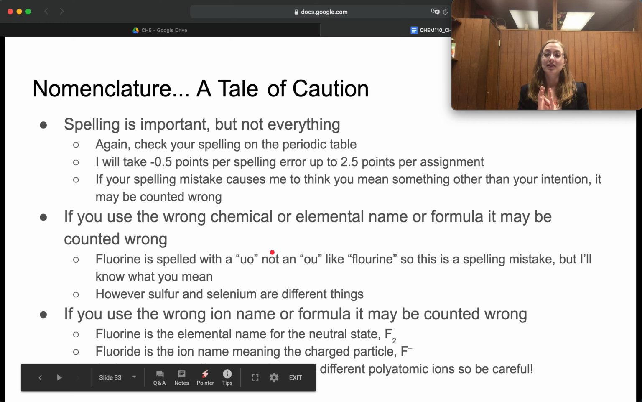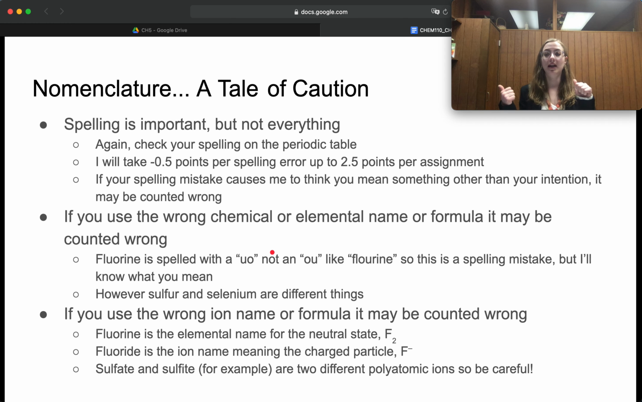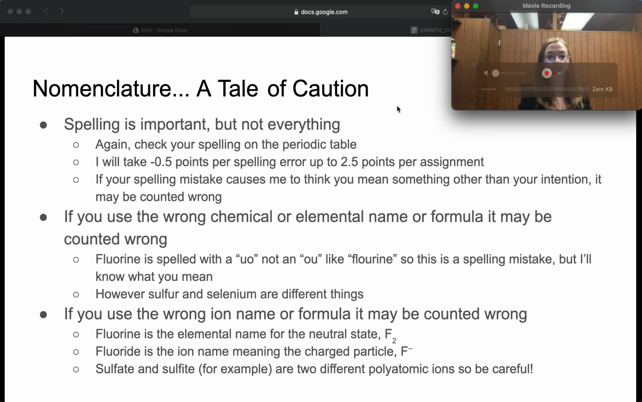So that's our introduction to naming. Go ahead and now watch the videos for ionic compounds, molecular compounds, and acids so that you can learn how to name these individual kinds of compounds and some features and properties of those kinds of compounds as well.